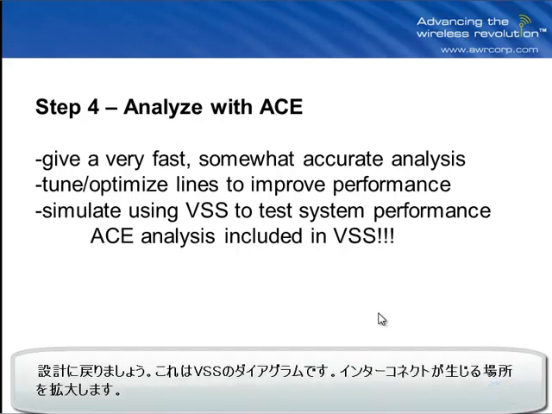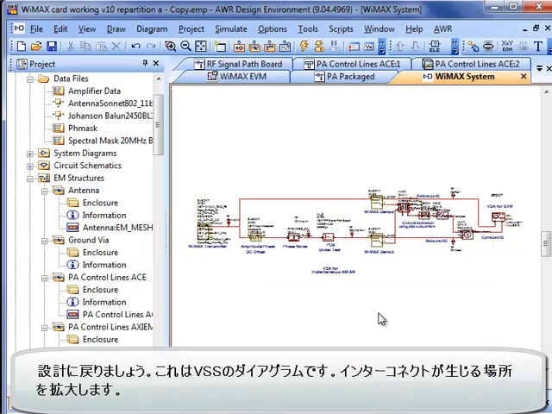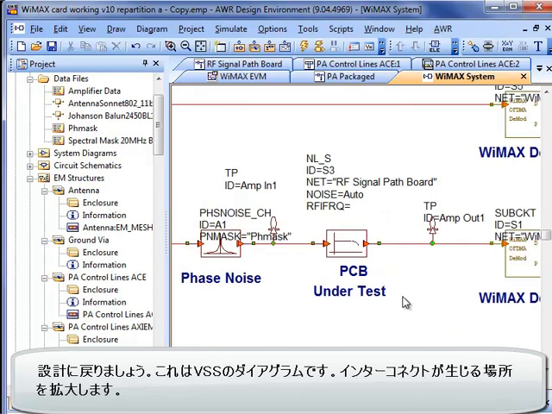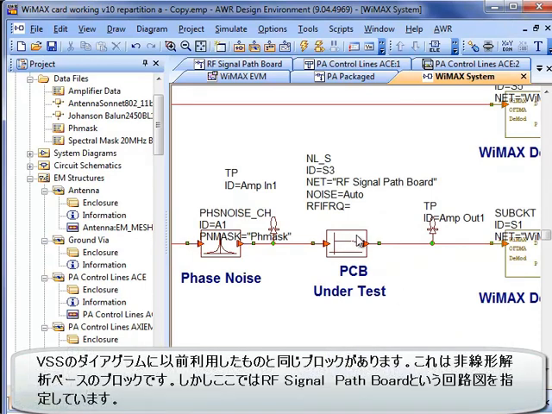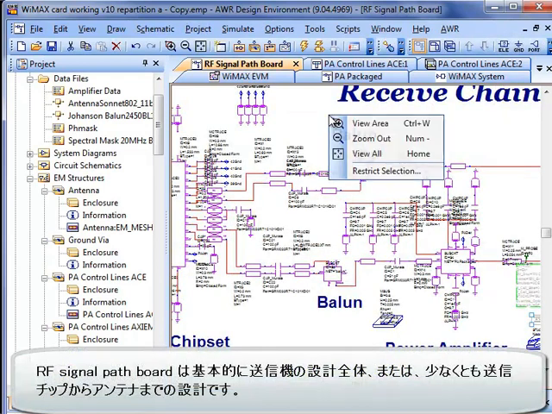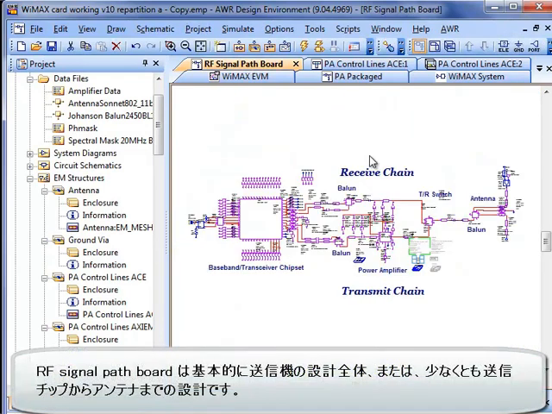So let's get back to our design. If you remember, this is what our VSS level design looks like, and I'm going to zoom in on exactly where our interconnects will come from. Again, the same element I've been using before in this VSS simulation chain is a nonlinear simulation-based model, but this time I'm pointing to a Microwave Office design called RF signal path board. RF signal path board is basically my entire transceiver design, or at least my design from the transceiver chip all the way to the antenna.